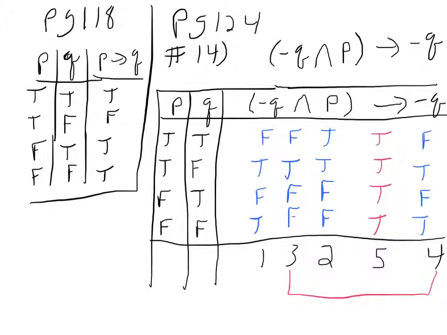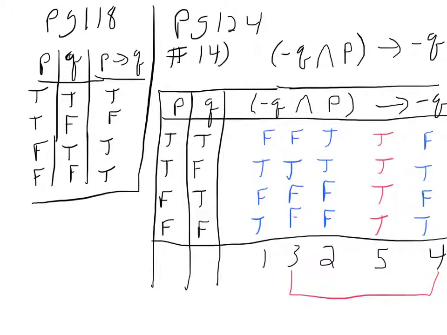Because here we have a false and a false. Come over here, that gives you true. We have a true and a true, that gives you true. We have a false and a false again, that's true. We have a false and a true up here, that gives you true. So we get all trues here.